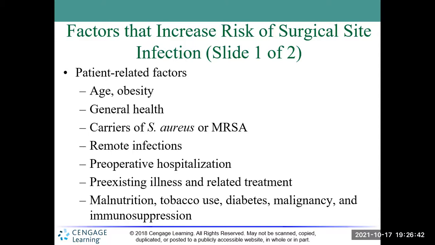remote infections or preoperative hospitalization, anytime that they were in the hospital before their case. Also pre-existing illnesses and types of related treatments. There's a lot of treatments that will compromise the immune system, so all that has to be considered. Also malnutrition, and that doesn't always mean that they're underfed, it could mean malabsorption. Tobacco use, diabetes, malignancy, and immunosuppression.